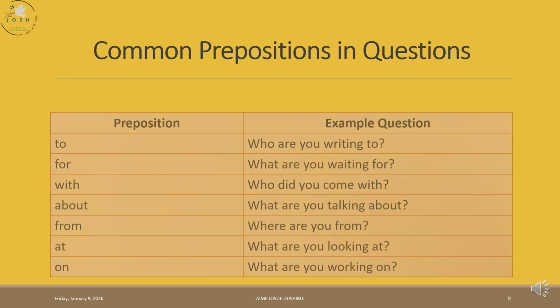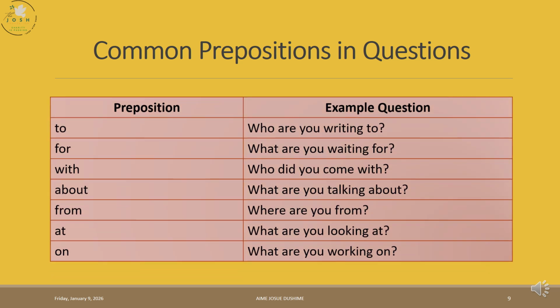Let's see the common prepositions in questions. I try to give more examples. We use to, for, with, about, from, at, on. Who are you writing to? What are you waiting for? Who did you come with? What are you talking about? Where are you from? What are you looking at? What are you working on?